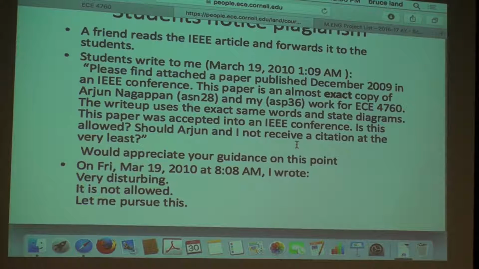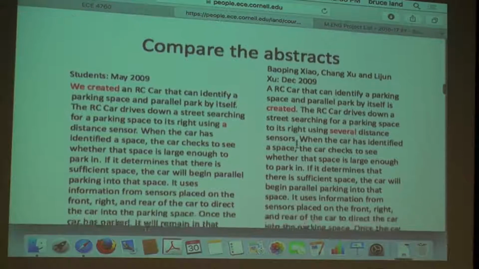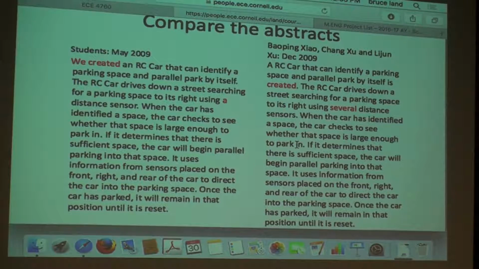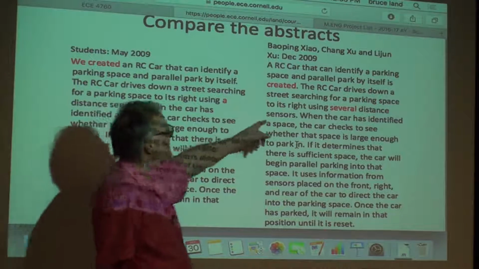Okay? But just for grins, I put up here the abstracts. The red are the differences between them. The students, Bao Ping Zhao, right?